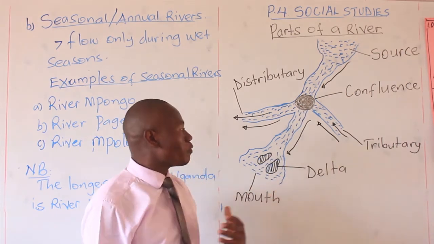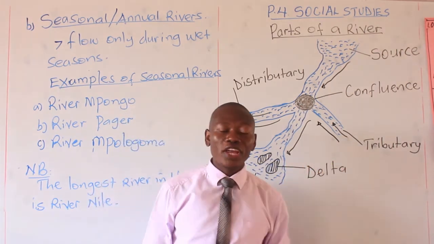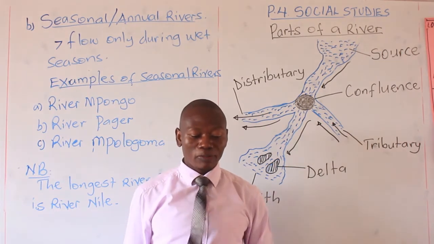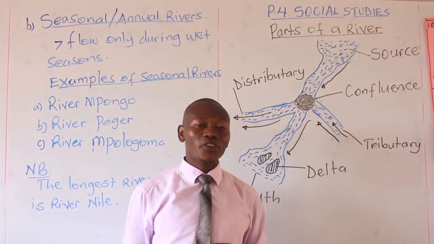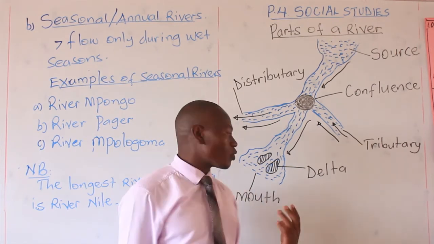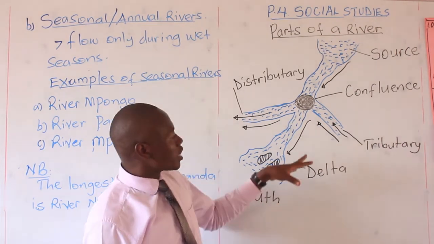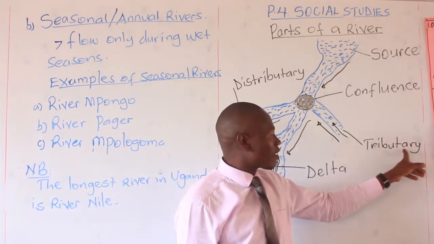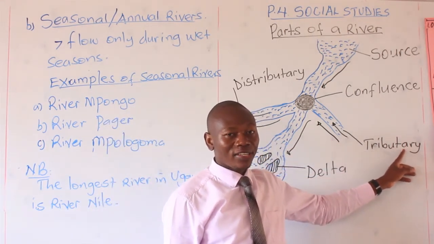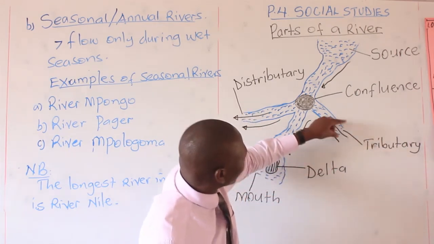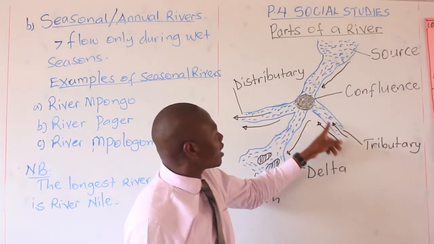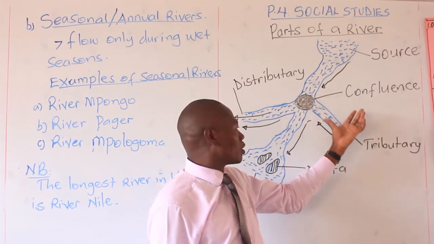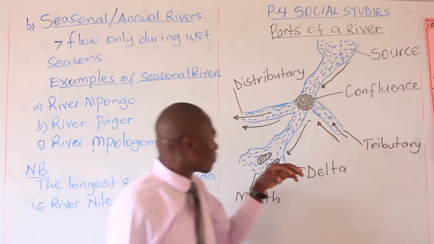As you move, you also have friends who join you. Also, rivers have other small streams or rivers that join them on their way to the mouth. These types of rivers are called tributaries. They are called what? Tributaries. Therefore, a tributary is a small river that flows into a main river. We are going to have more explanation about them.